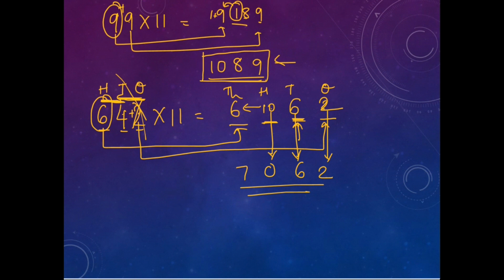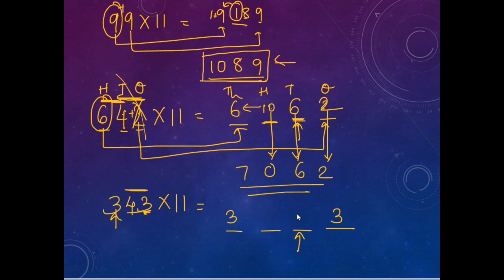Let's take one more example. 343 multiplied by 11. So first itself we can put 4 lines. First 3 will go in the thousands. Last 3 will go in the ones. In the tens place, you will add the last 2 digits, which is 7, and over here you will add the first 2 digits, which is again a 7. So your answer is 3773.